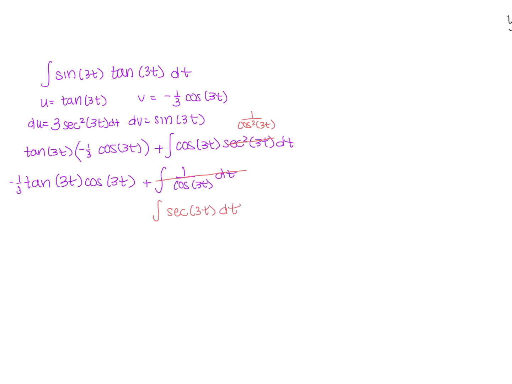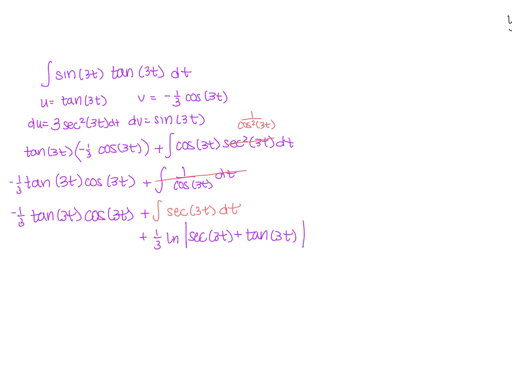It's a fairly obscure rule. Probably haven't seen it in a while. But let's go ahead. I'm going to clean up this first part as well. If we take the integral of the secant of t, this integral with that chain rule that's in there would be plus 1/3 times the natural log of the absolute value of secant of 3t plus tangent of 3t.